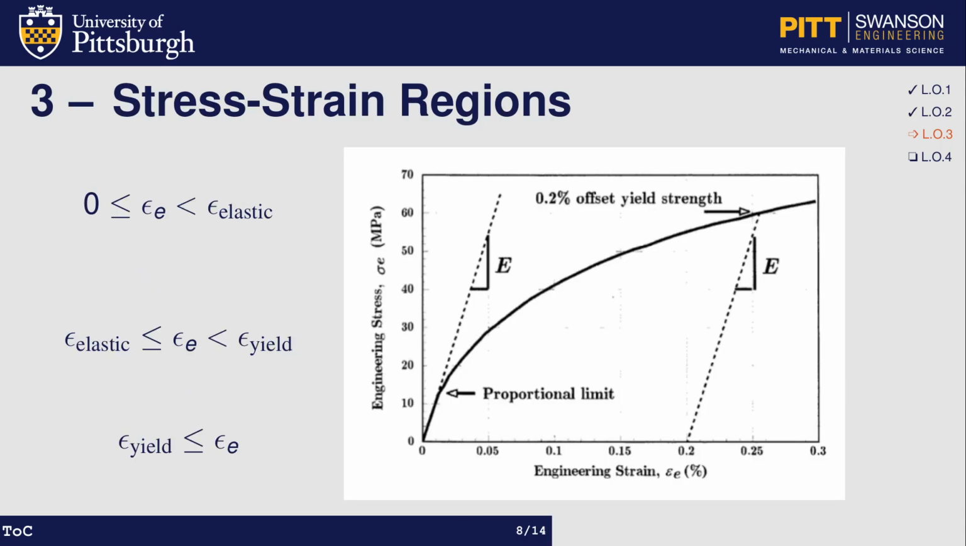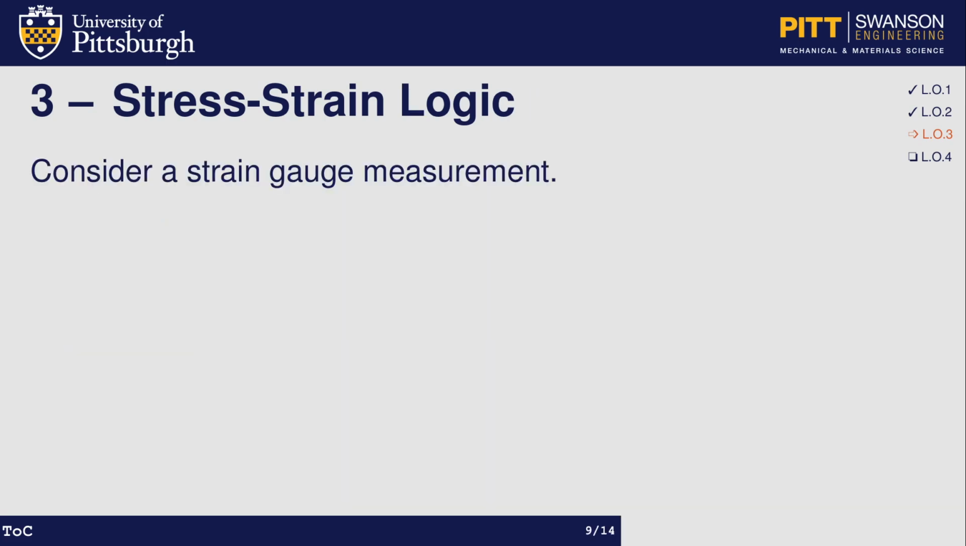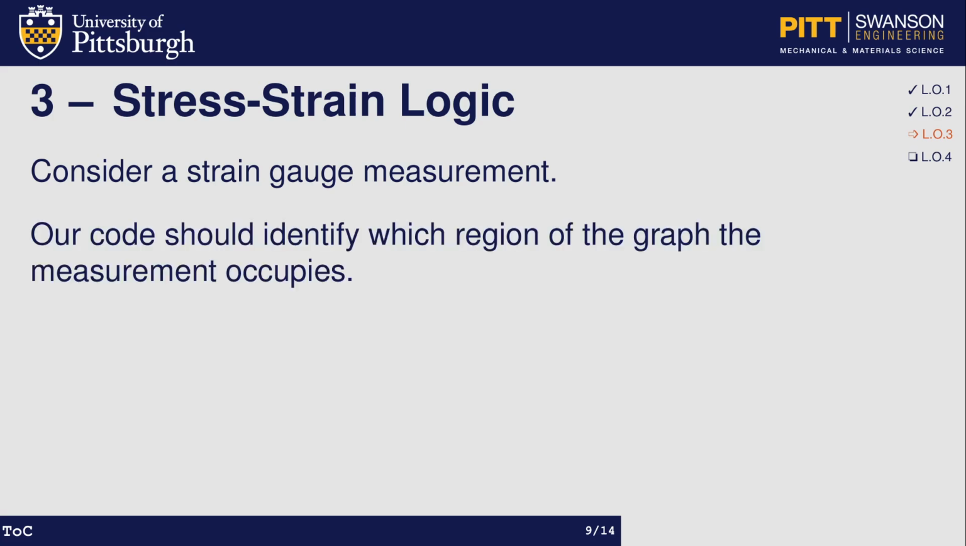In this graph, we see three distinct regions of the curve. The first is when the strain is between 0 and the elastic limit, referred to as the proportional limit on the graph. Then there's the region between the proportional limit and the yield strength, and then beyond the yield strength point. Those are the three regions. Consider a strain gauge measurement from testing a material. We want some code that can identify which region of the graph that measurement occupies.